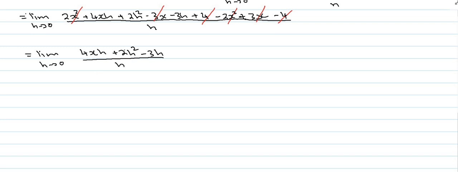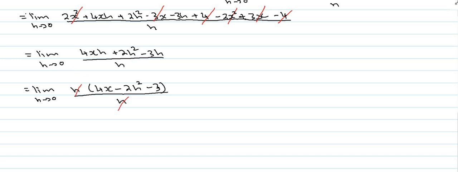The next step, we take h on the numerator out as a common factor. This will be equal to the limit as h approaches 0. We take h out, we'll be left with 4x minus 2h minus 2h squared minus 3, all divided by h.